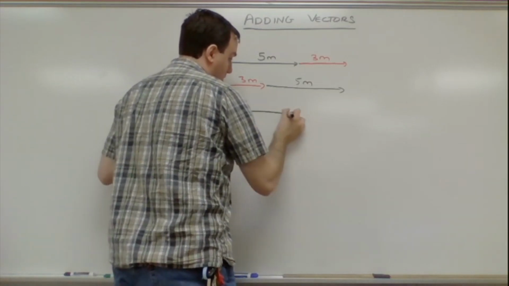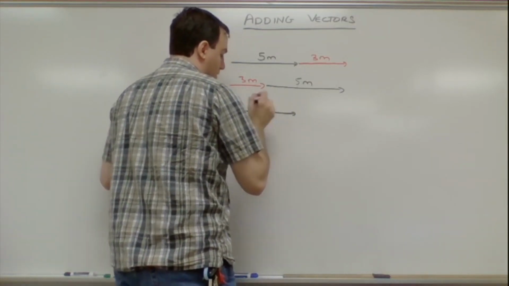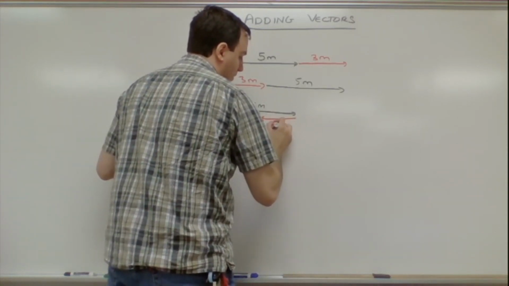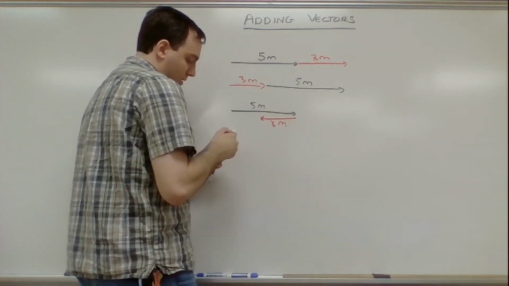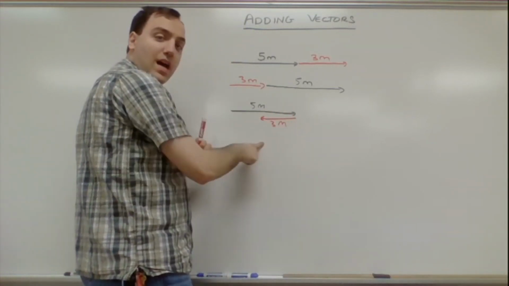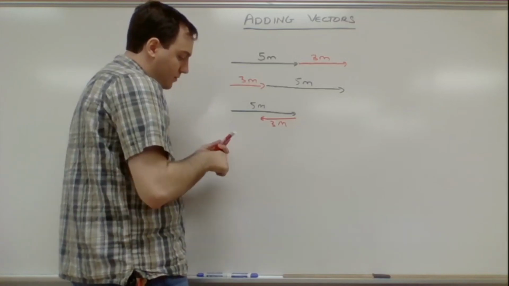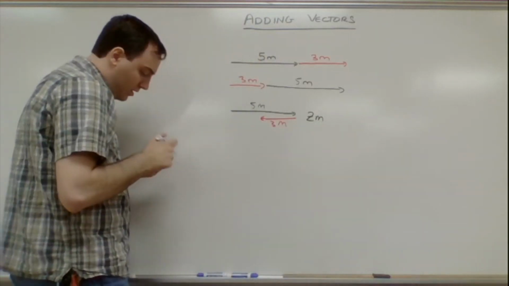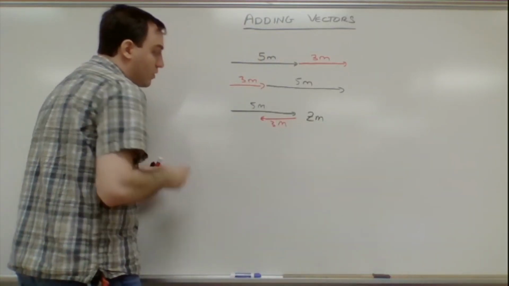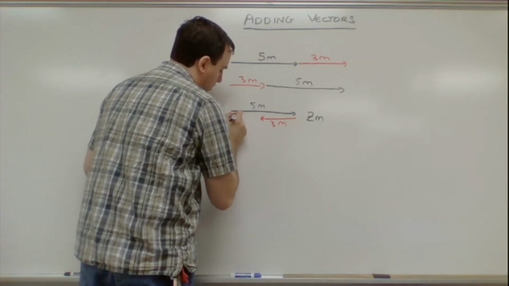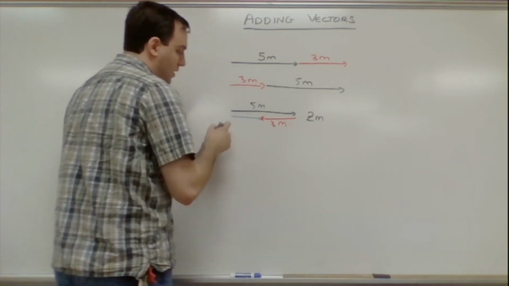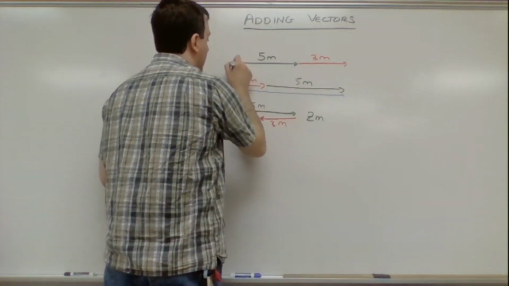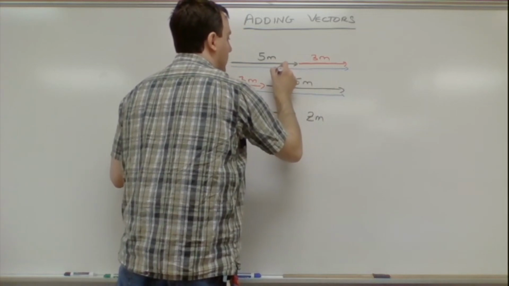So we have 5 right, 3 left. 5, and then because this is going in the opposite direction, we subtract it, giving us 2. A common way to notate this is to draw the resulting vector like so.